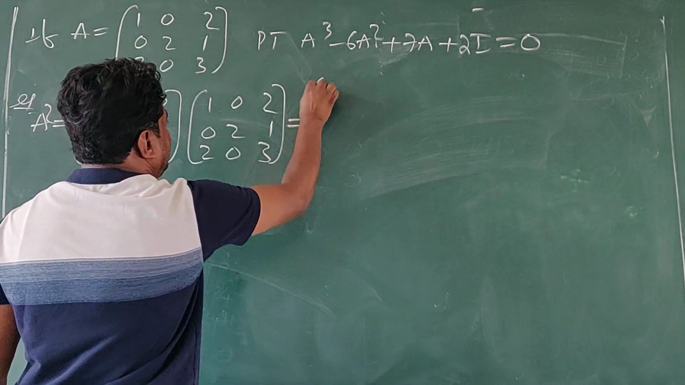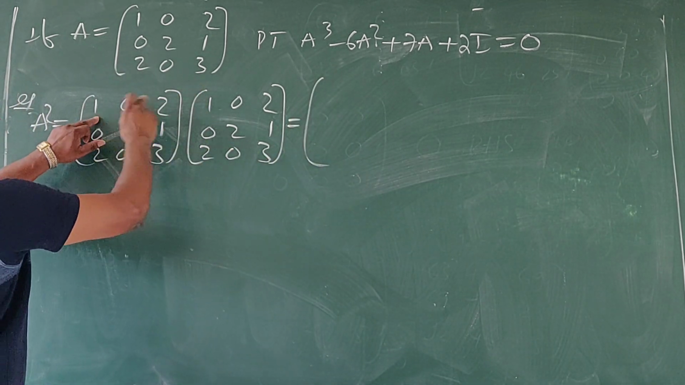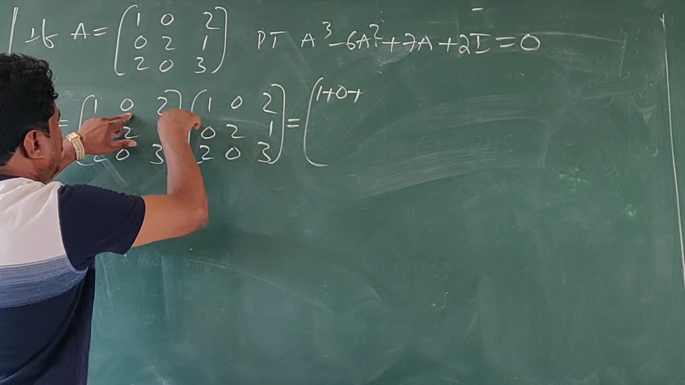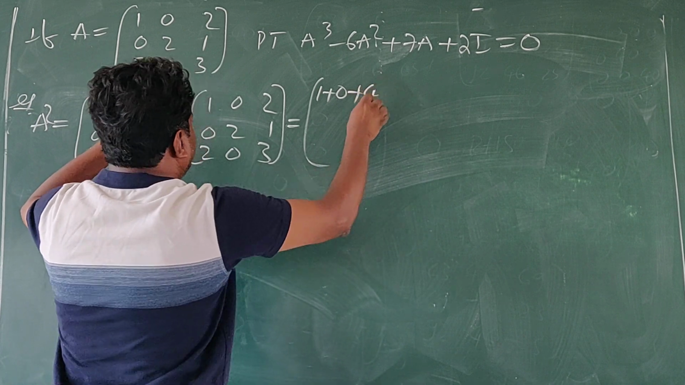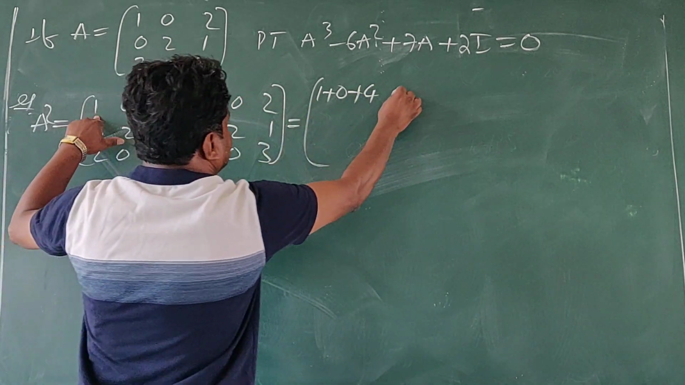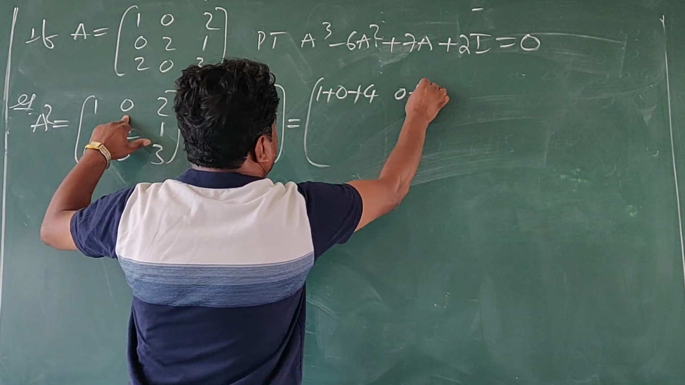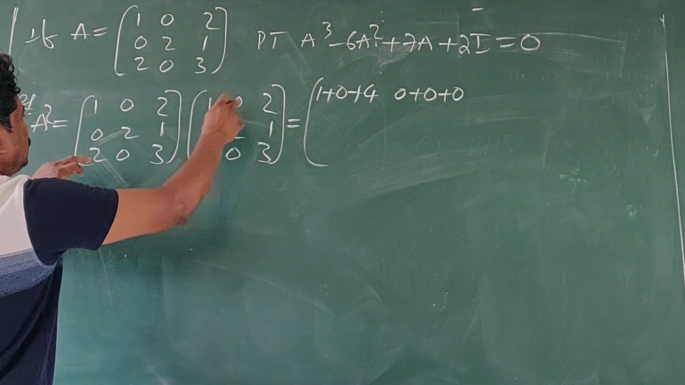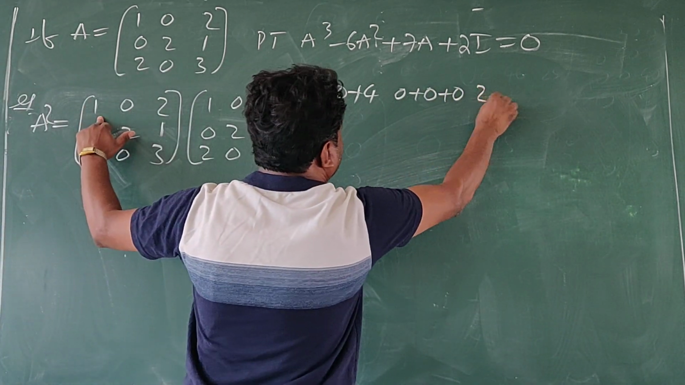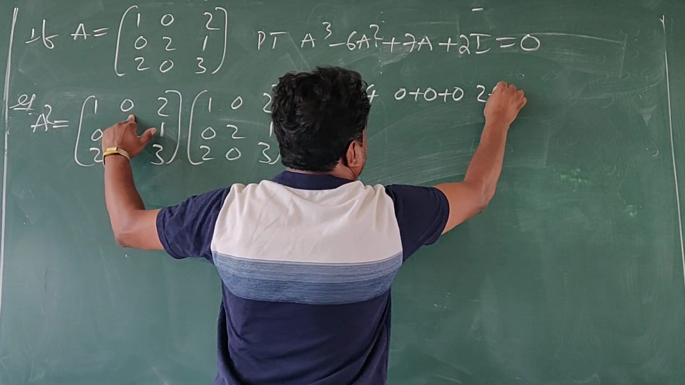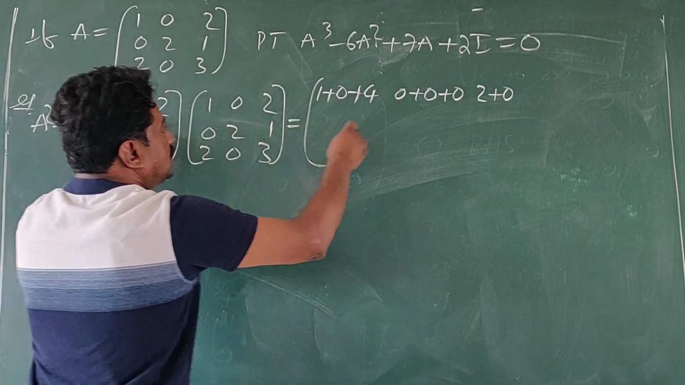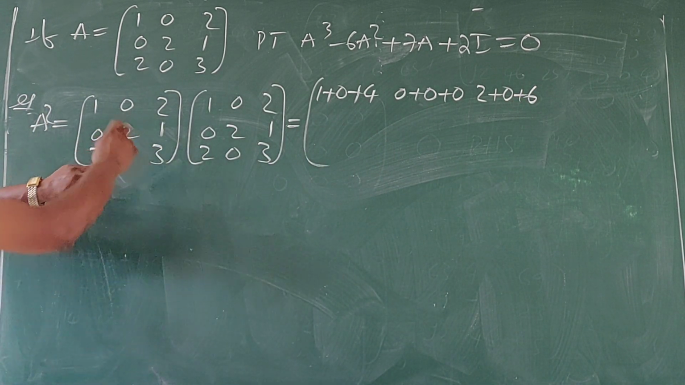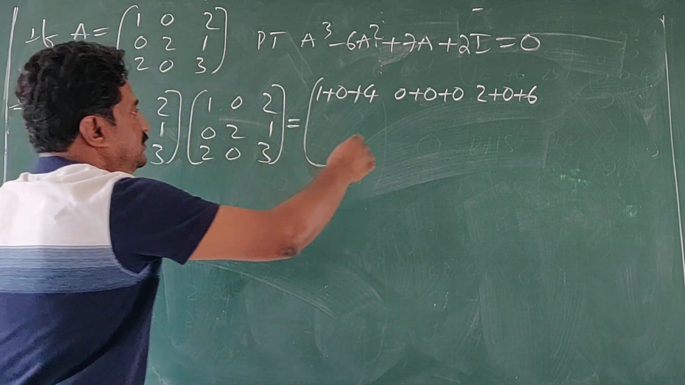So multiply first row first column: 1 1 is 1 plus 0 0 plus 2 2 is 4, 4. First row, second column: 1 0 is 0, plus 0, plus 0. First row, third column: 1 2 is 2, plus 0, plus 2 3 is 6. So row into all the columns is over.